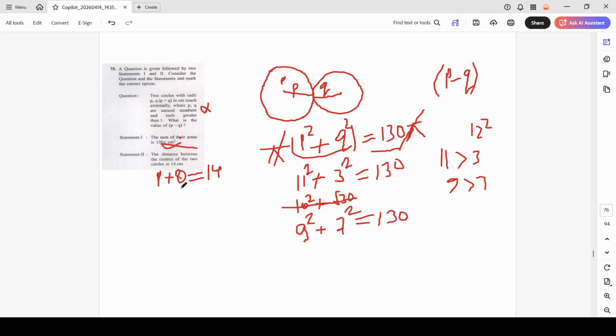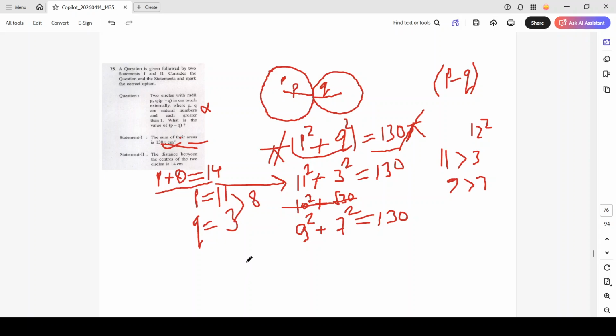Like one number could be 13, another could be 1, and there are many more such possibilities. But if we use this and this together, then we find out that P is 11 and Q is 3. Okay, then the sum is 14 and their square is 130. So from here we can find out P minus Q, which will be 8.